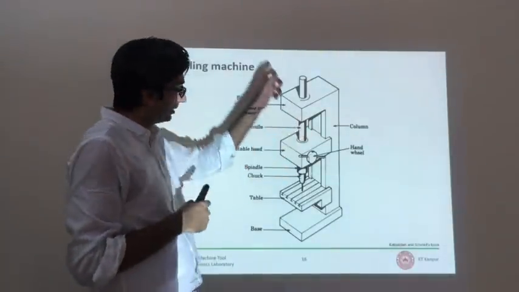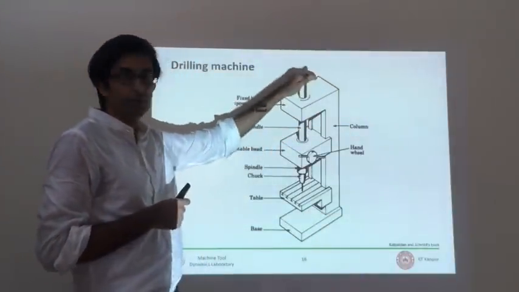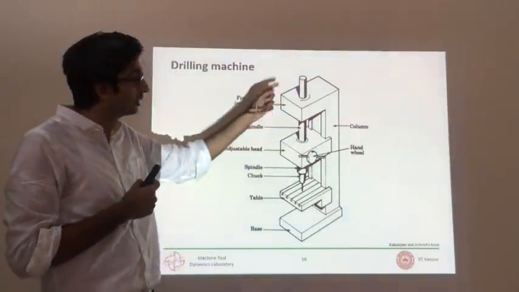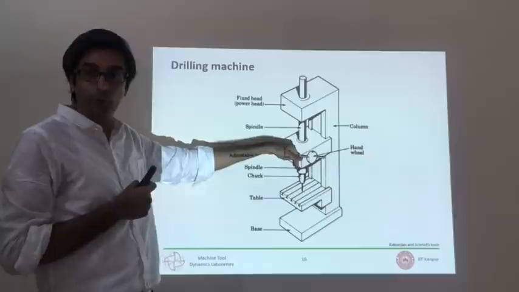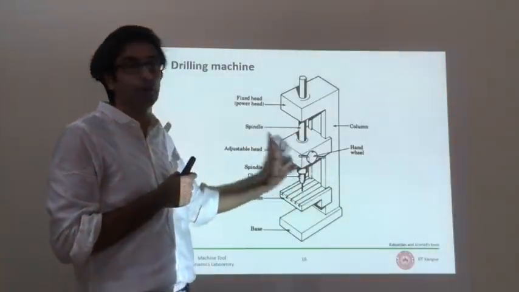So this is like that. It's got a base, it's got a column. On that column again, on the top there will be a motor, there will be a pulley or a gear train to give drive to this spindle, which is actually supporting a chuck inside which the drill bit is mounted.